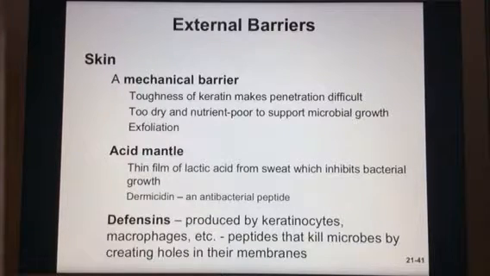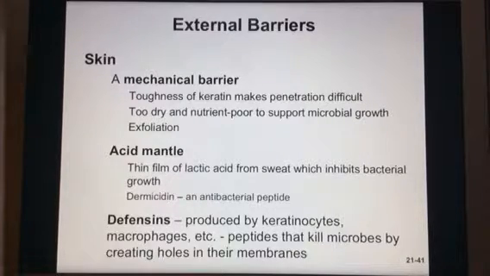So let's focus on our first line, and that is our external barrier, the skin. We've talked about this in A&P1 with the integumentary system, but the skin is a mechanical barrier. So it physically protects pathogens from entering the body. The toughness of the keratin makes penetration difficult. It is dry and nutrient poor, so it doesn't support microbes growing, and then those dead skins coming off.